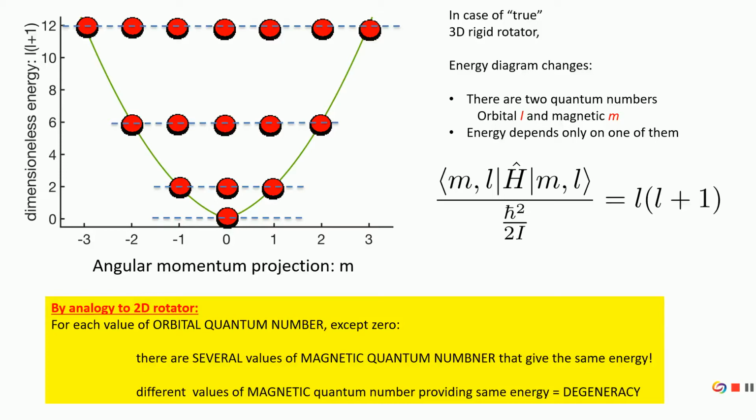And the overall picture of dimensionless energy as a function of angular quantum numbers will look similar. The parabola is something that looks almost like a square. But due to the presence of two quantum numbers, there will be more states. And some of the larger number of states will coincide in energy.